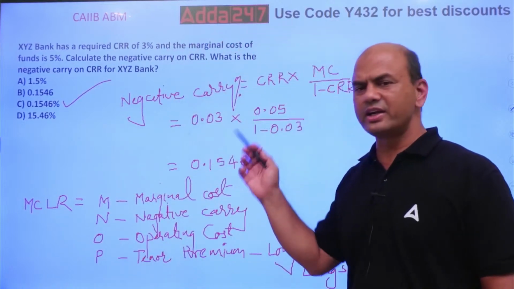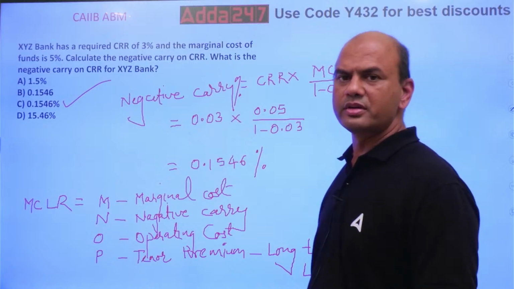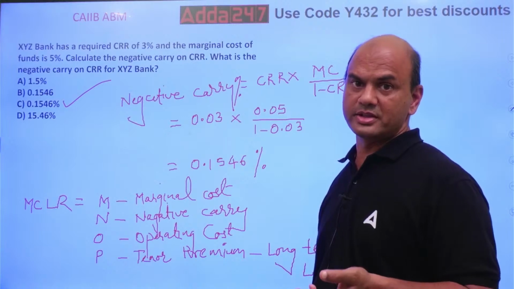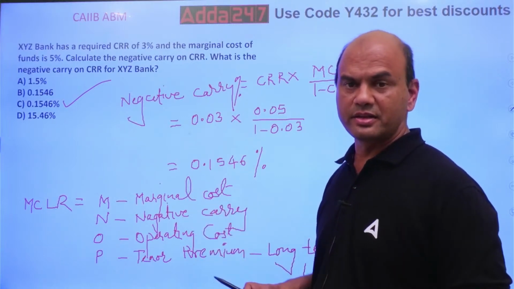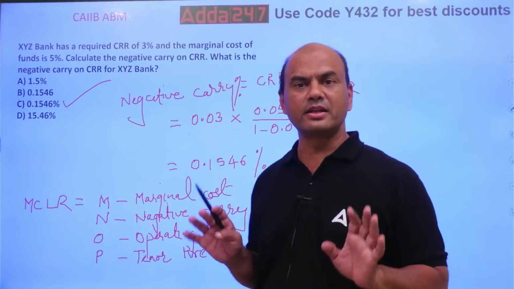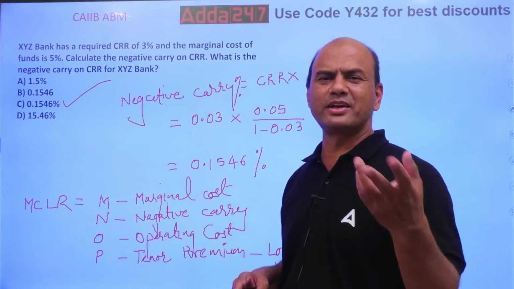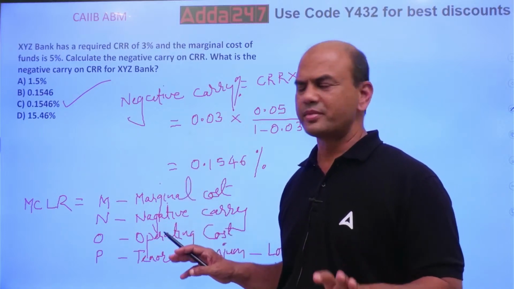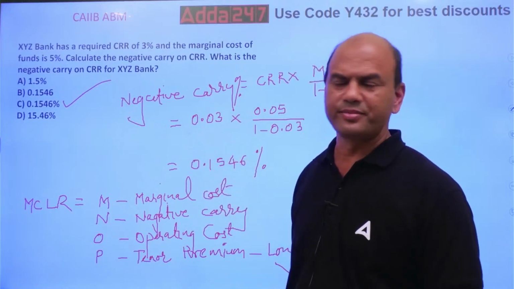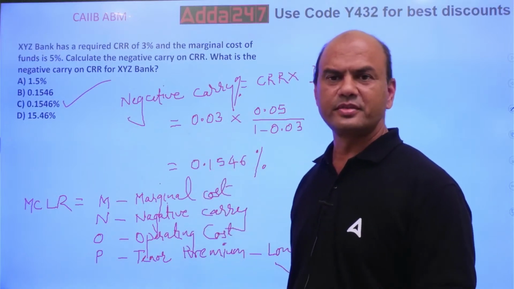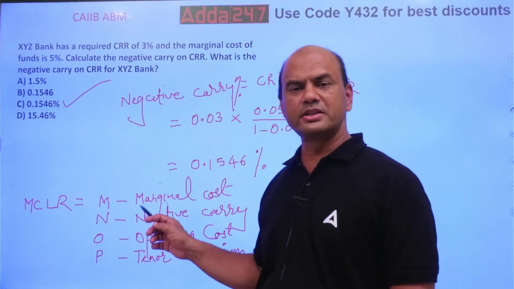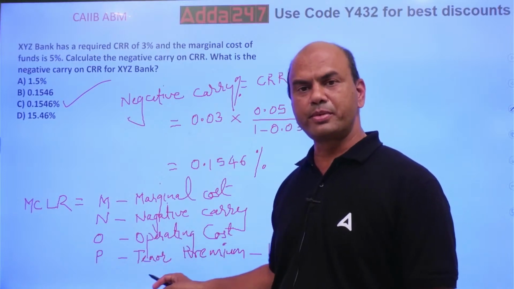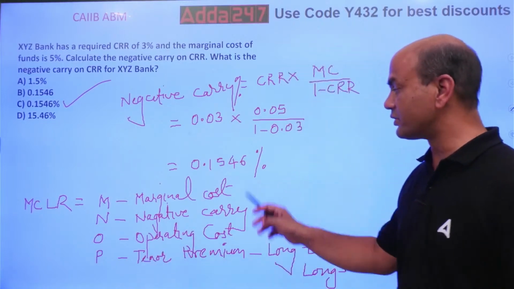C. Now what is this negative carry? Kindly note, MCLR is your internal benchmark. There are two benchmarks, internal and external. Internal benchmark is always MCLR nowadays. Earlier there were many things. Base rate was there, then there was one more. Now it's MCLR. So internal benchmark is MCLR. MCLR has 4 components: marginal cost, negative carry, operating expenses, and tenor premium. So these are the 4 points.